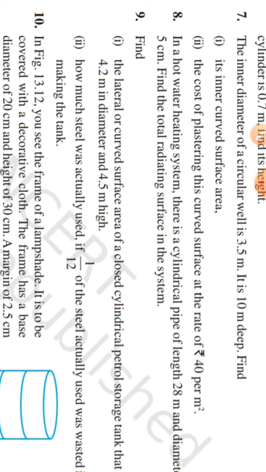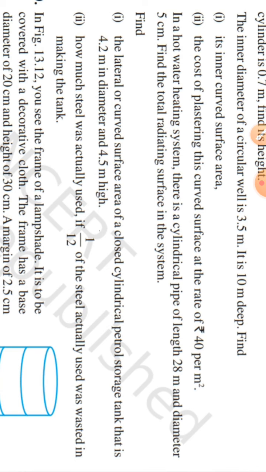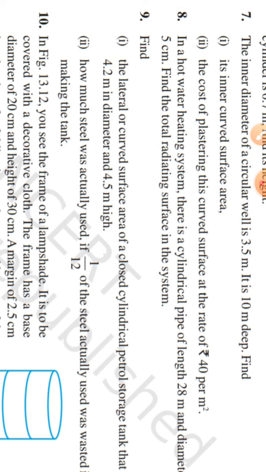But length is given in meter, diameter given in centimeter. So we have to either convert centimeter into meter, otherwise meter into centimeter. Any one is fine, here nothing is specified. If you want, 28 meter equal to 2800 centimeter, then also it is right. Otherwise, if you keep 28 meter as it is and diameter 5 centimeter, so radius will become 5 by 2. And if you convert it into meter, then it will become 5 upon 200. Then nothing to do, only find total surface area. They have specified here total surface area.